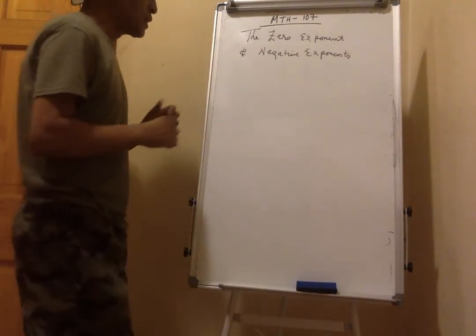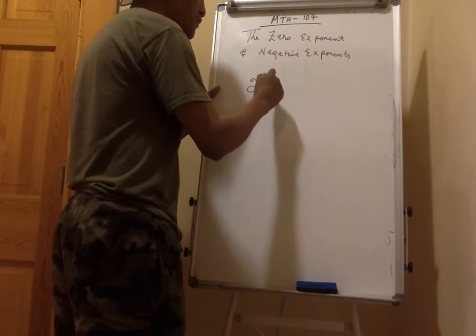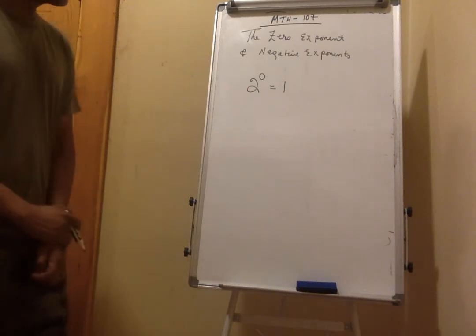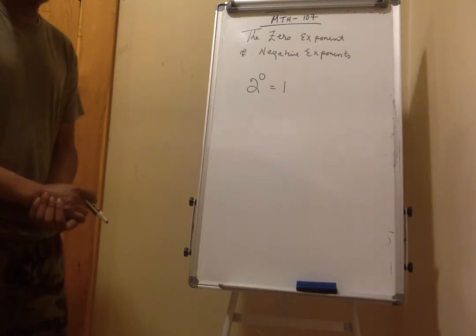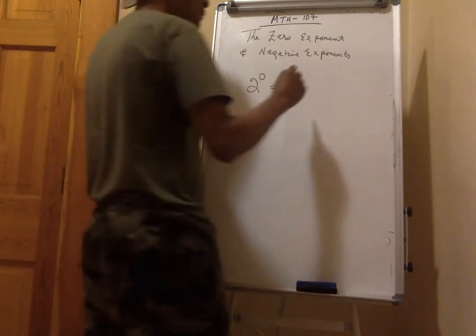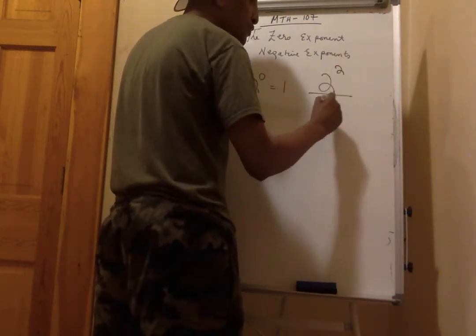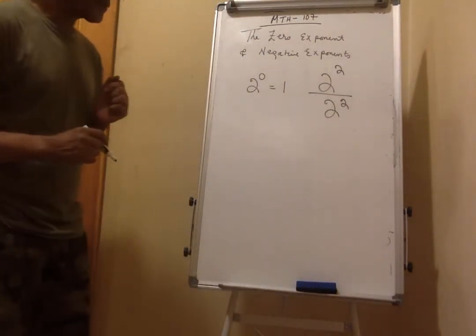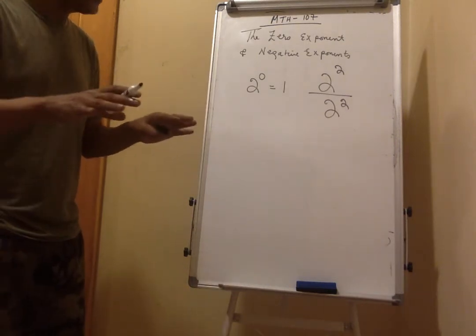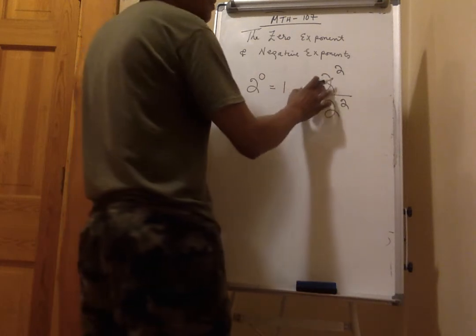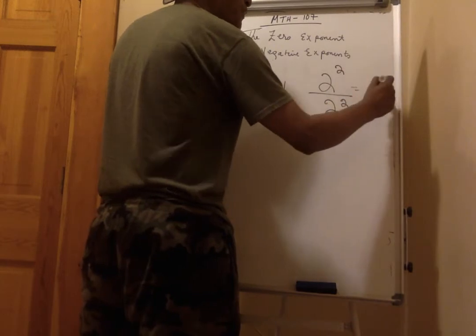Now, we know anything raised to the power of 0 is 1. 2 to the power of 0 is 1. Anything to the power of 0 is 1. And this makes sense because of the quotient rule. Suppose, let's say, 2 to the second over 2 to the second. If you do it without using the quotient rule, you would say 2 squared is 4, and then 2 squared is 4. 4 over 4 is 1.